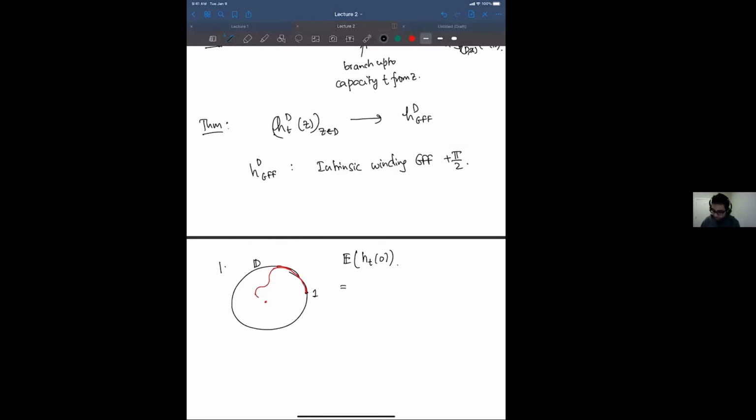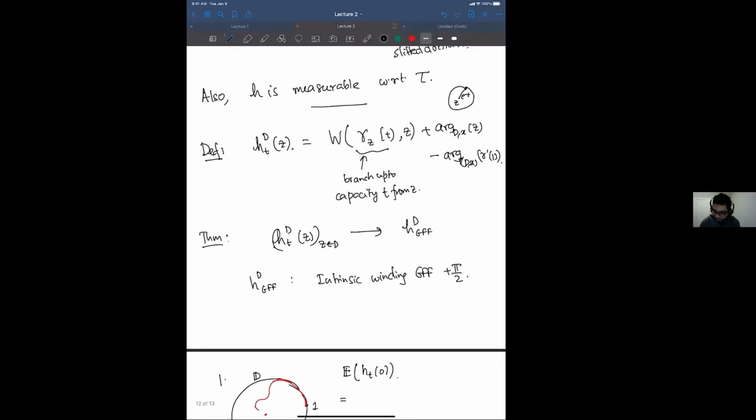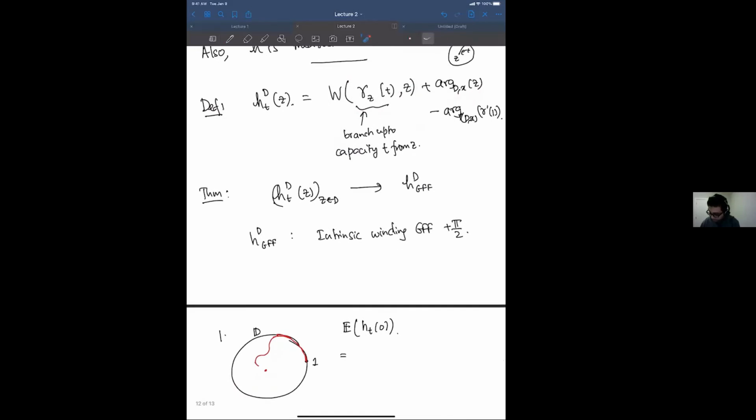So to compute this quantity, there will be the winding part. Let's remember the definition. It's the winding of this curve seen from Z plus these additional things. Let's look at what these things are. So let's write this down: the expectation of the winding of the SLE curve up to time t, seen from 0, plus the argument in the unit disk seen from 1 of 0, minus the argument in the unit disk seen from 1 of gamma prime 0.